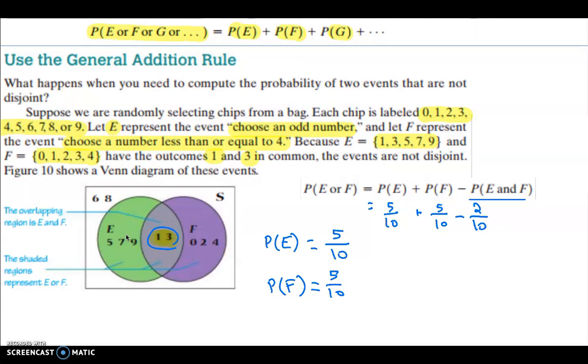That is why we subtract the probability of E and F: it gets double counted. When things are not disjoint, you have to subtract the probability of E and F, that overlap in our Venn diagram. So the probability of E or F is going to be 8 out of 10, or 0.8. And that's the general rule. Notice, if things are disjoint, then the probability of E and F is going to be 0, because they have no overlap, so it takes us right back to the disjoint rule.